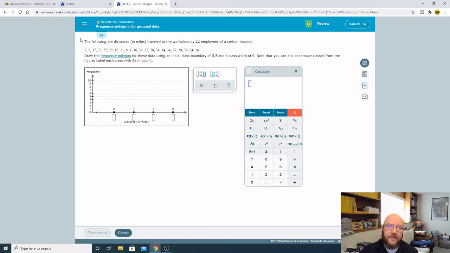So just like in the histogram problem, we're going to start by grabbing our data and finding our highest value. Our highest value is 37. Okay, boom, I see you right there. So 37. So we need to include enough classes using the parameters they've given us to capture this 37. All right, and so if our initial class boundary is what? 0.5.